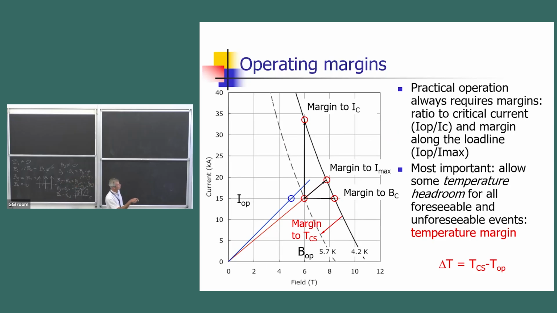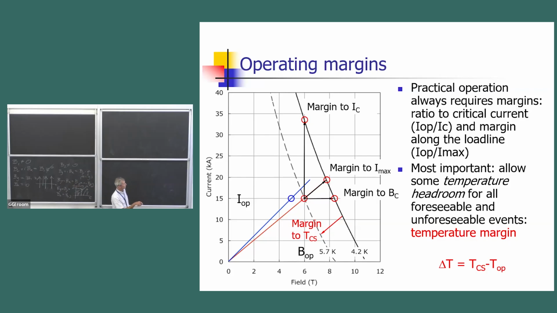So typically what we define is the ratio of the operating current to the critical current, or the ratio of the operating current to the critical current at the critical surface along the load line of the magnet. Okay, so typically you want to be at 50% of critical current. Typically you won't get much higher than 80% along the load line. But what is most important is that you need a temperature margin.